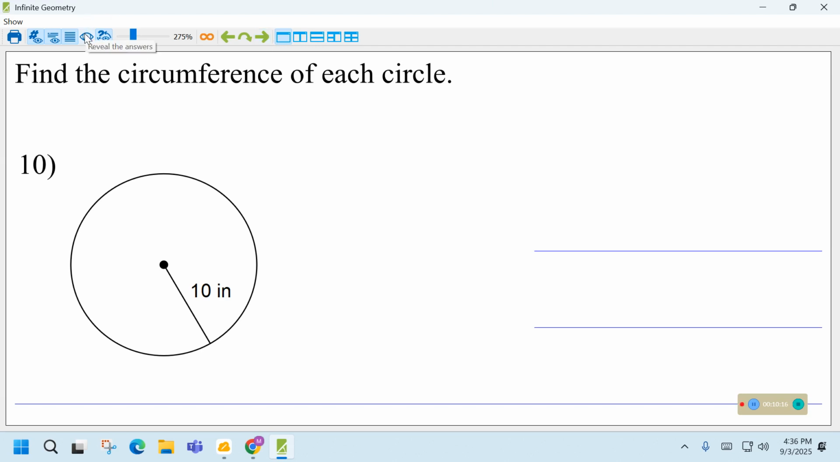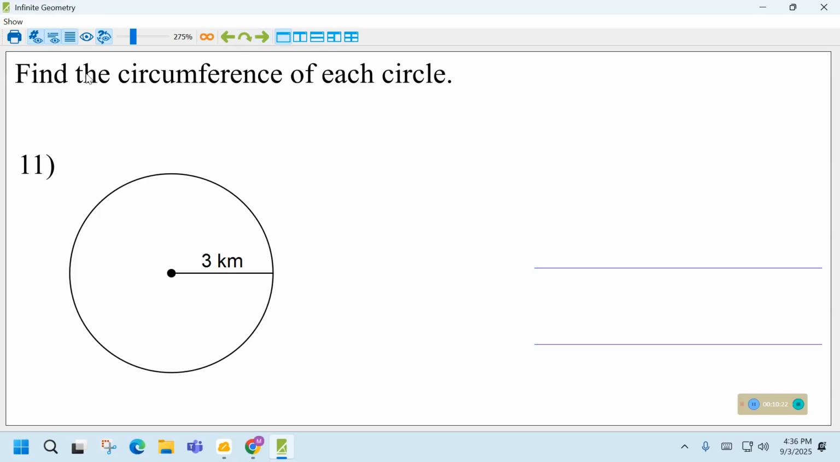Okay, so go ahead and try to do that in your head. Got 20 pi. Okay, so now we're going to this one right here, 11. Try to do this one in your head, perhaps. Maybe you could write it down. We should be able to show our work, but that doesn't mean that you shouldn't be able to do it in your head before, and then check to see if it is what you thought it would be. Okay, so for this one we should get 6 pi kilometers.